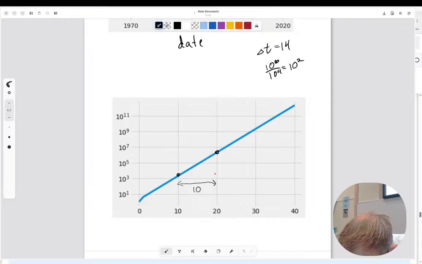What do we think? Is that also 10 to the 4, something like that? 10 years, 10 to the 4. Not quite, right?